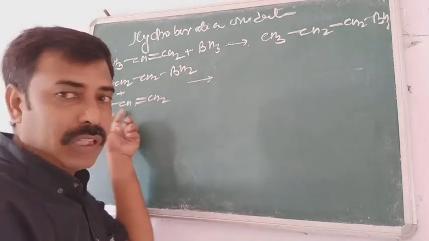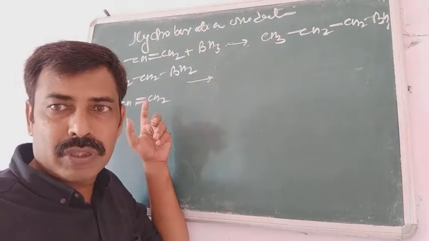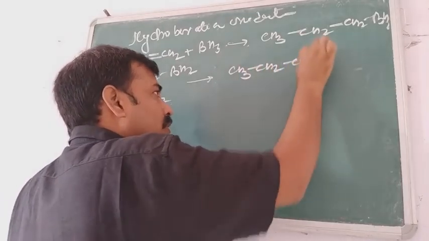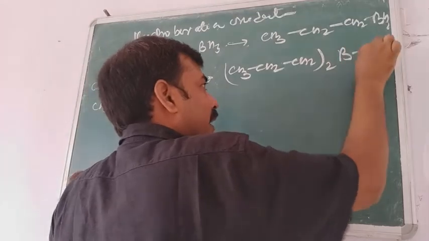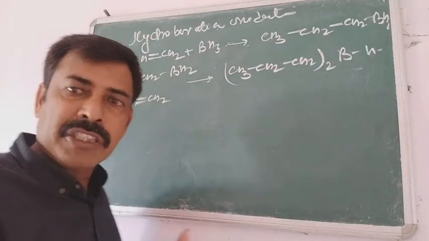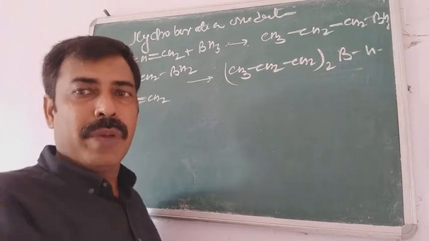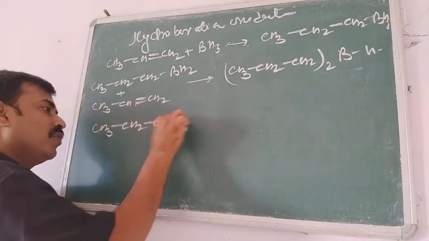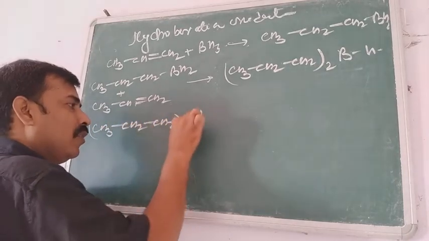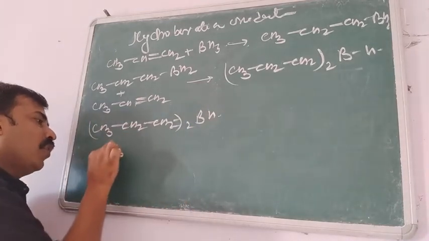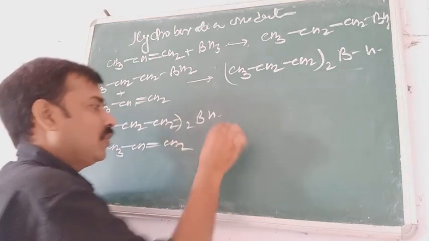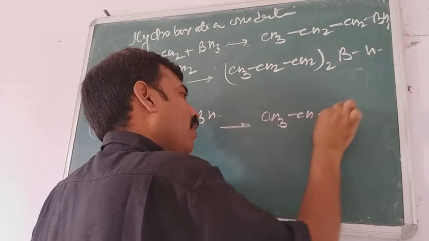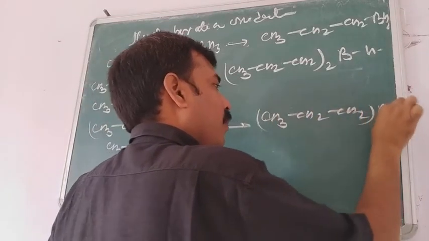One of the hydrogen will approach at carbon number 2 and the boron will approach on carbon number 1, and it will form CH3CH2CH2 twice BH. In the next step, another propene will again approach. This CH3CH2CH2 twice BH will again approach the CH3CH=CH2 double bond, and after approaching, the same reaction will again take place and the product will be tripropyl borane.